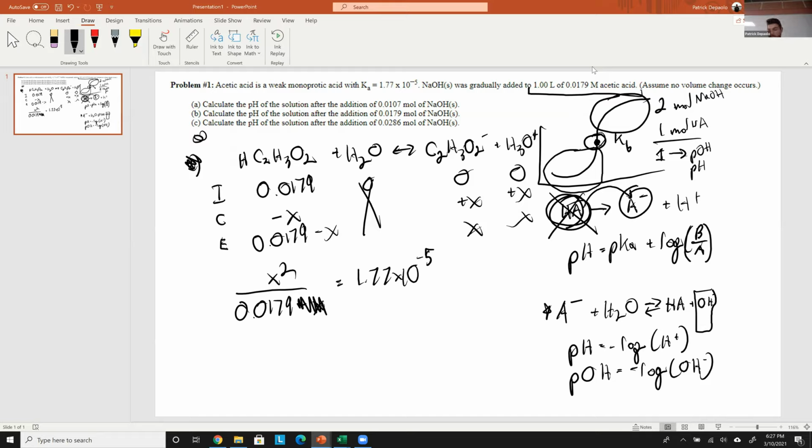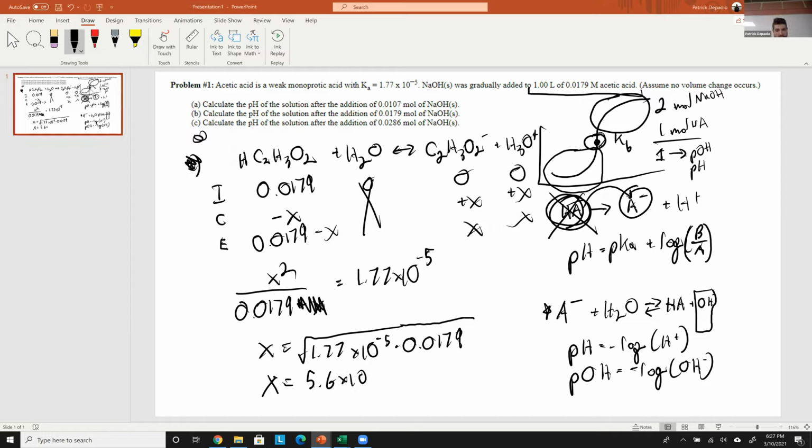Okay, so we can solve for this, and I can do that right now, or maybe you guys can help me. Can anyone give me the answer for what X is? It'll be the square root of 1.77 times 10 to the negative fifth times 0.0179 underneath the square root. And what does that equal? All right, 0.00056. That sounds right. So 5.6 times 10 to the negative fourth.